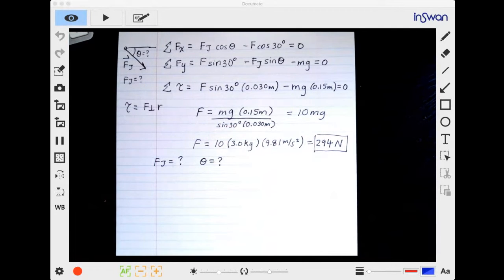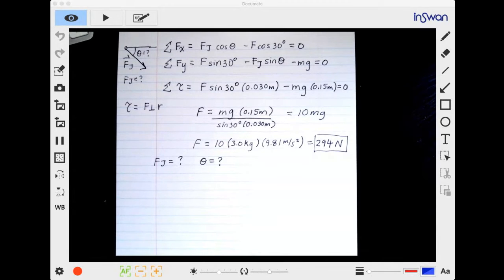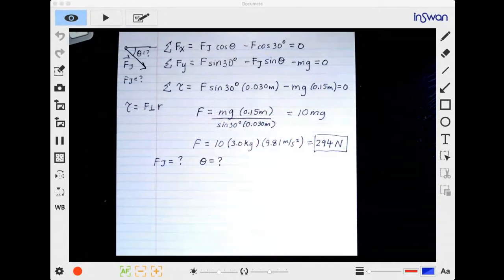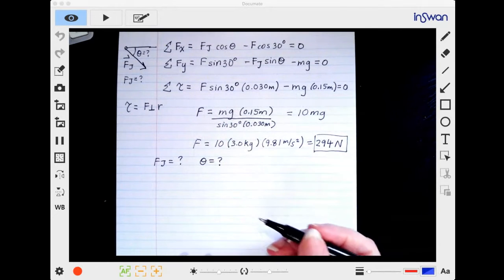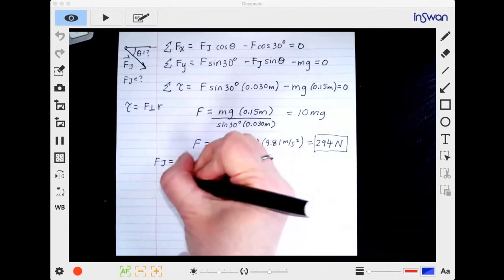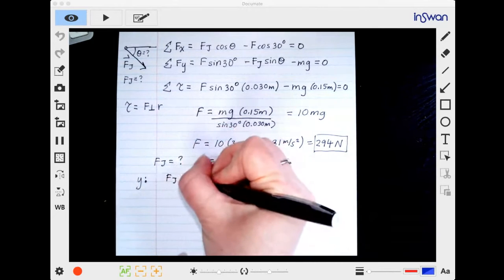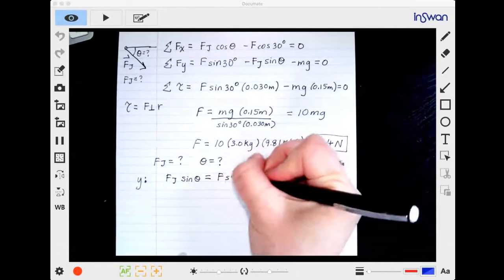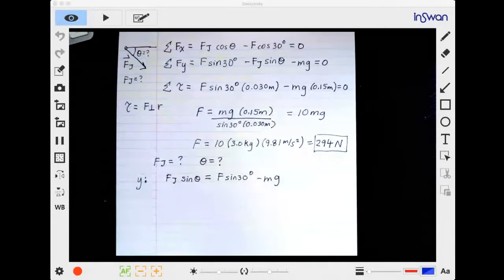All right, we can also figure those out, because now that we know what F is, we can go back and use our other equations. For example, using the y equation, we know that Fj sine theta is equal to F sine 30 minus mg. We know that that's true.